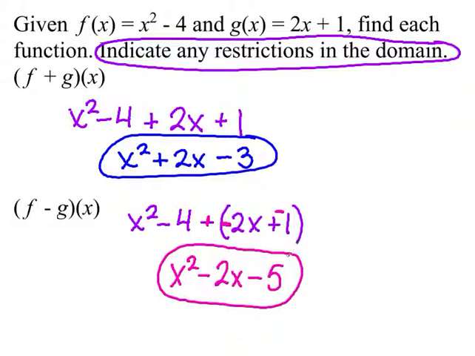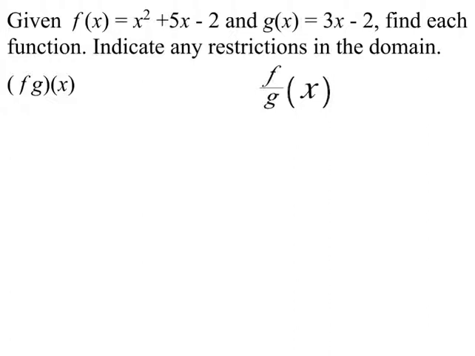Okay, let's look at the next one. Now we're going to multiply them. If you notice, these are a little different. I just threw 2 new functions in there. Same thing. All I'm going to do is multiply these 2. Now notice it says indicate any restrictions on the domain. When do I worry about that? When it's division. I don't worry about it any other time. So in the second one's the only time I have to worry about it. So let's go ahead and start with the first one.